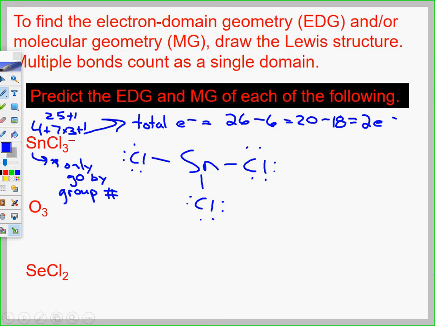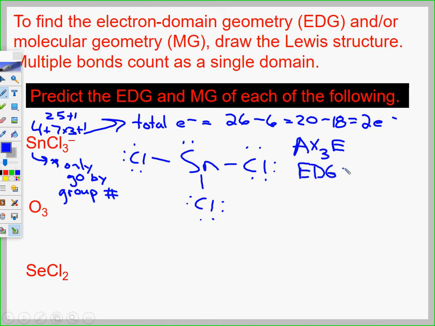Where do we put it? On the top. Well, that reminds me of AX3E. Okay, so at this point, let's do the electron domain geometry.